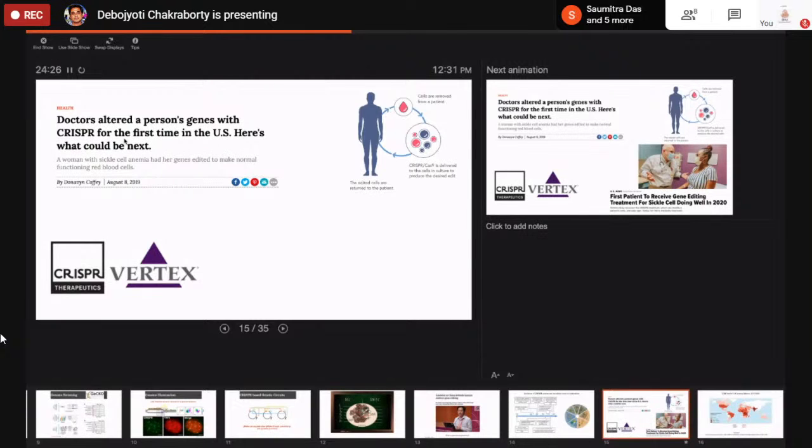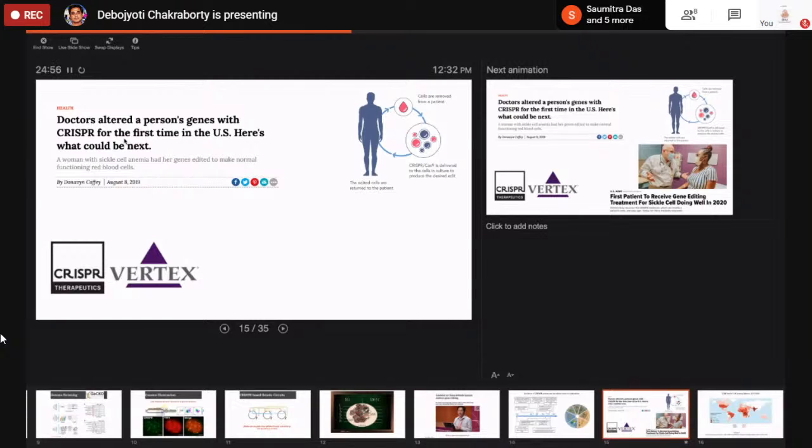Sickle cell anemia is actually a very debilitating disease. It's one of the first diseases that are being tackled across the world with CRISPR genomic editing approaches. Last year, on August 8, 2019, the doctors administered a CRISPR complex to Victoria Gray, the first patient to be treated, to basically correct a sickle cell anemia condition.